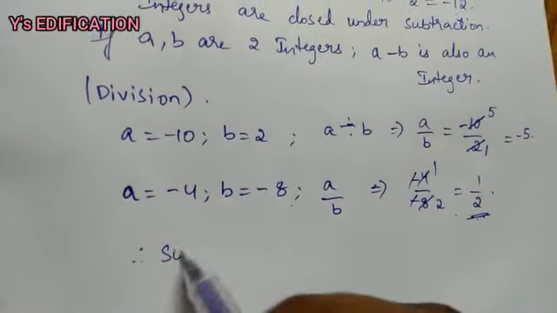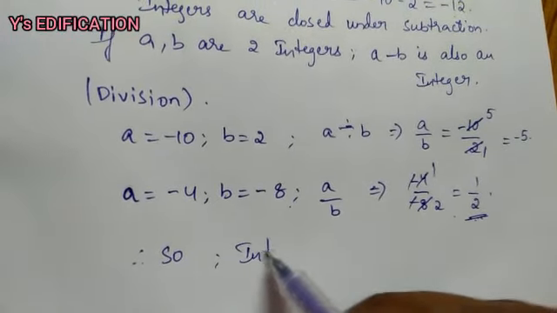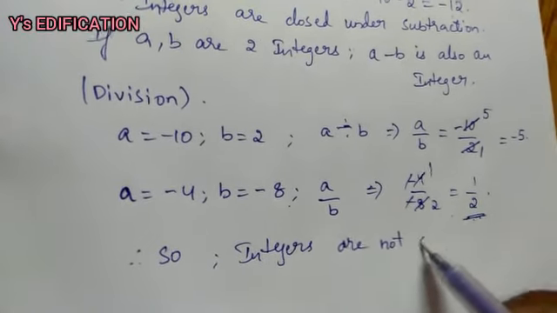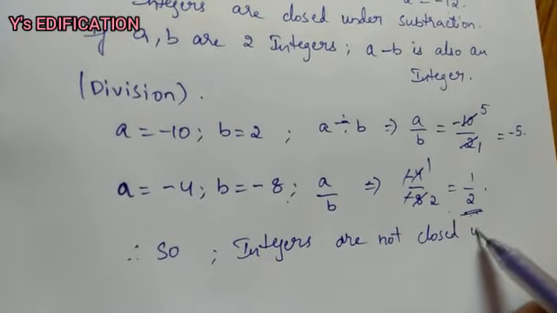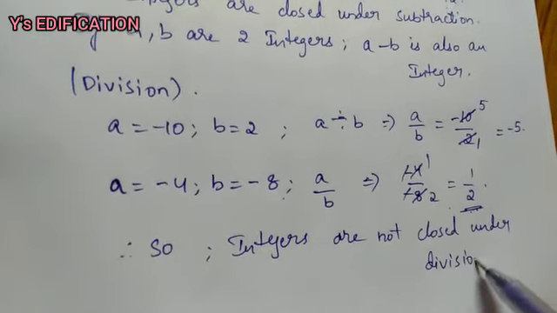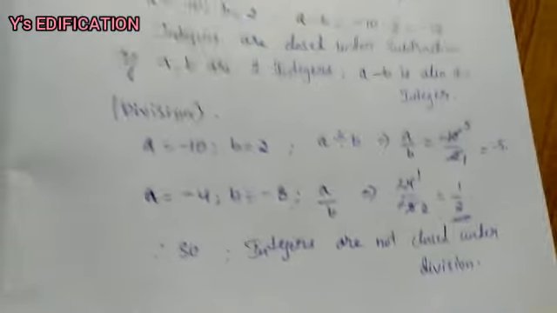So integers are not closed under division. Okay, integers are not closed under division. This is all about the closure property.